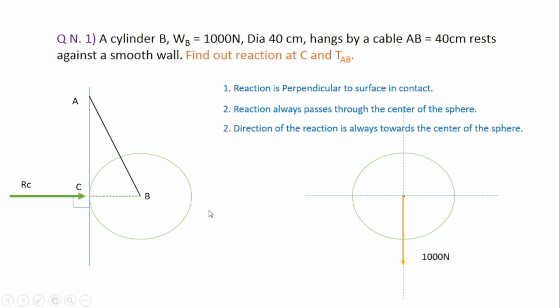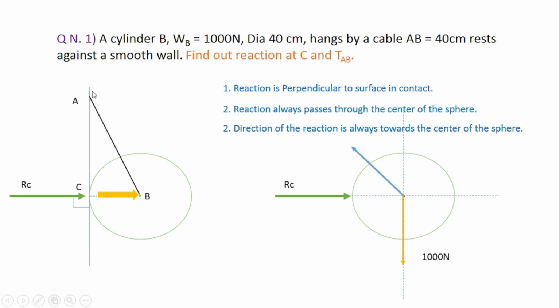Then the third rule: the direction of the reaction is always toward the center of the sphere. So this reaction should be pointed towards the center. These are three important rules that we should know. Rule number 1 is that the reaction is always perpendicular to the surface. The reaction always passes through the center of the sphere and always acts towards the center. If you know these three rules, you will not make mistakes while drawing the FBD for sphere related problems. So we'll show it here, and as you can see, it is pointed toward the center of the sphere. The same RC is shown in this FBD.